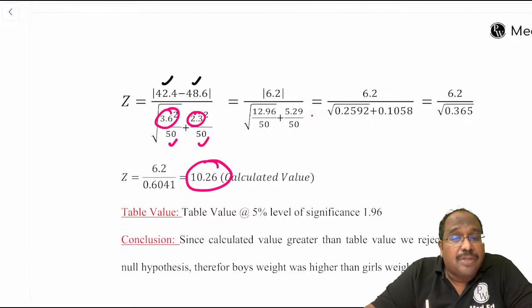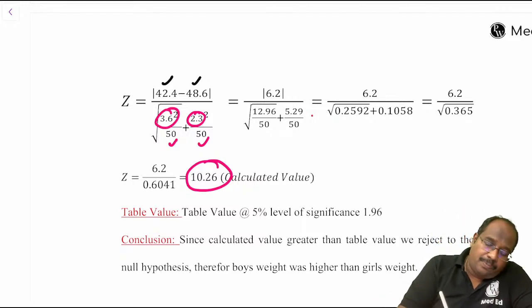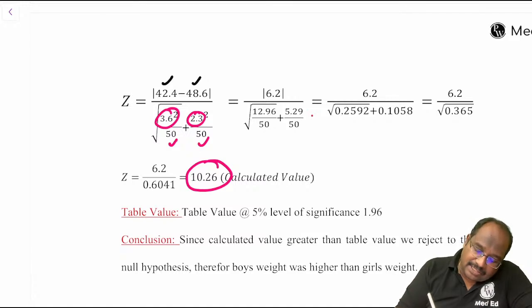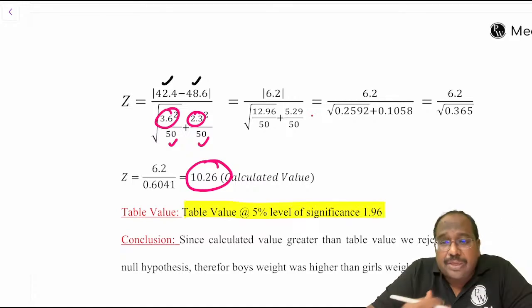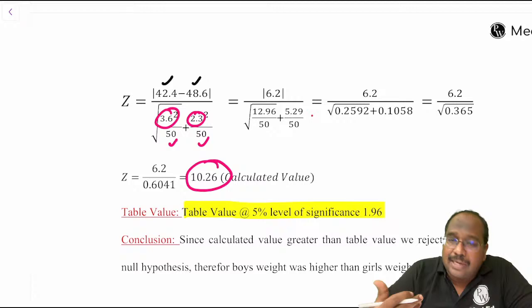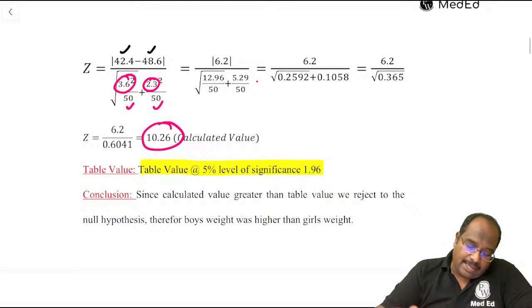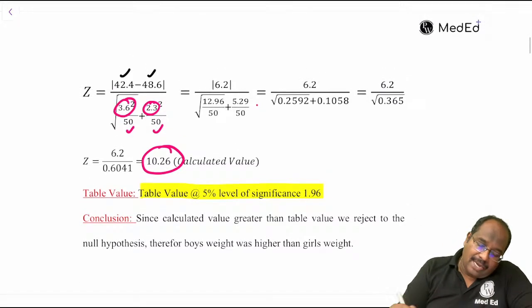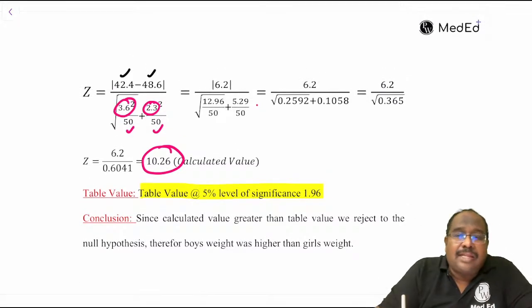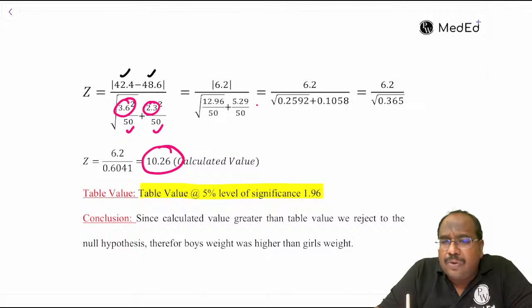Okay, fine. So now the table value for the Z test at 5% level of significance, they are supposed to give. Or otherwise, if it's a Z test, you have to remember 5% is 1.96. Now the calculated value is greater than the table value. Now tell me whether to reject the null hypothesis or accept the null hypothesis.